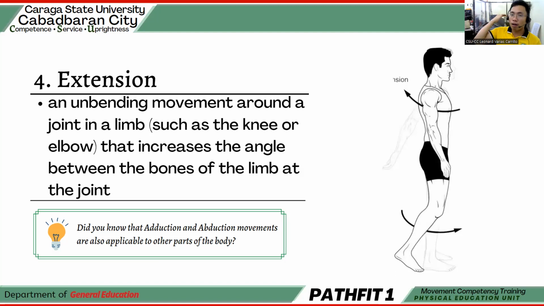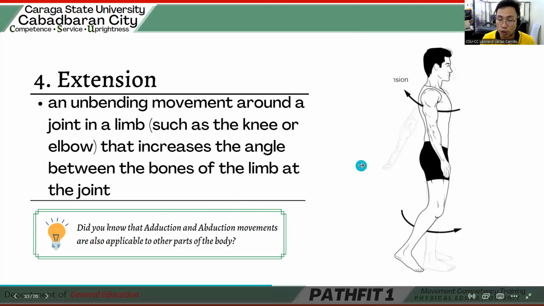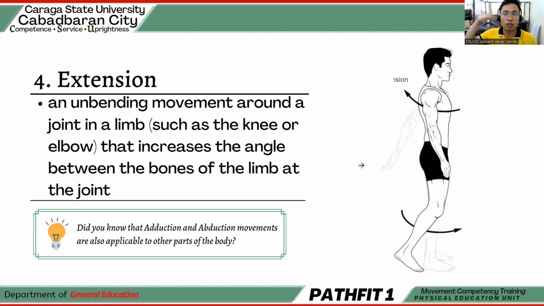Next is simple, extension. Opposite of flexion, extension. You're extending your hands from the folding movement of your body. Flex, extend. Flex, extend. So it is an unbending movement around the joint in a limb, such as the knee or elbow, that increases the angle between the bones of the limb at the joint. So, flexion, extension. Flexion, extension.